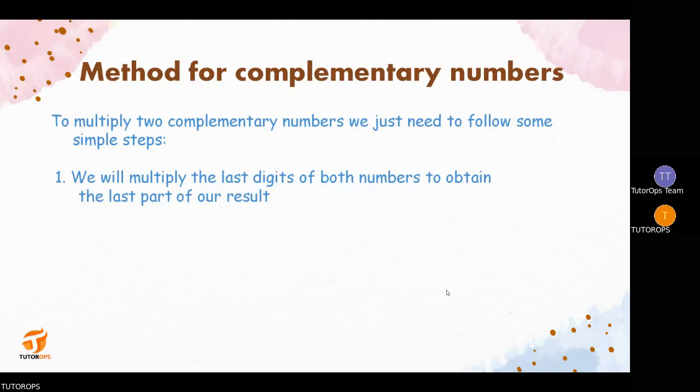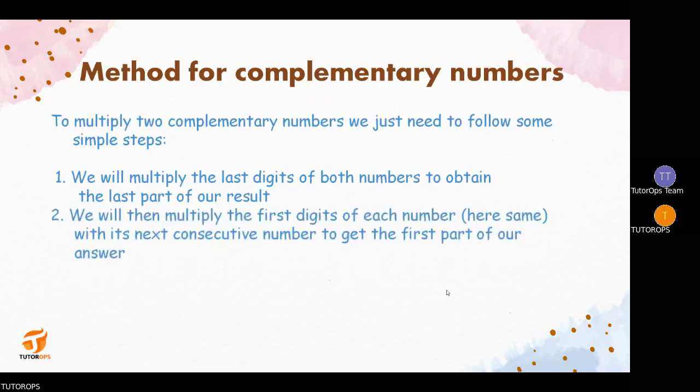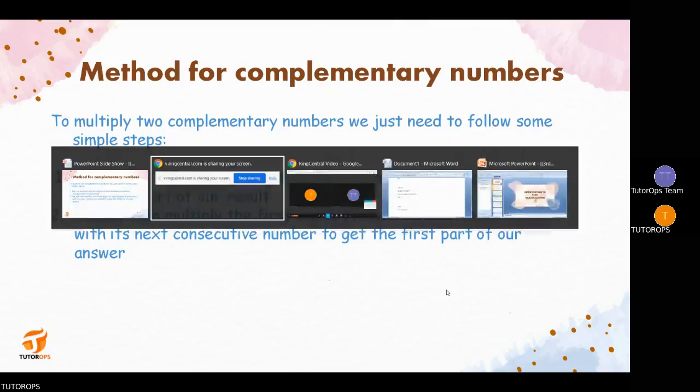We will multiply the last digit of both numbers to obtain the last part of our result. And then we will multiply the first digit of each number, where the first digits are same, with its next consecutive number to get the first part of our answer. Now, let me take some examples of complementary method.